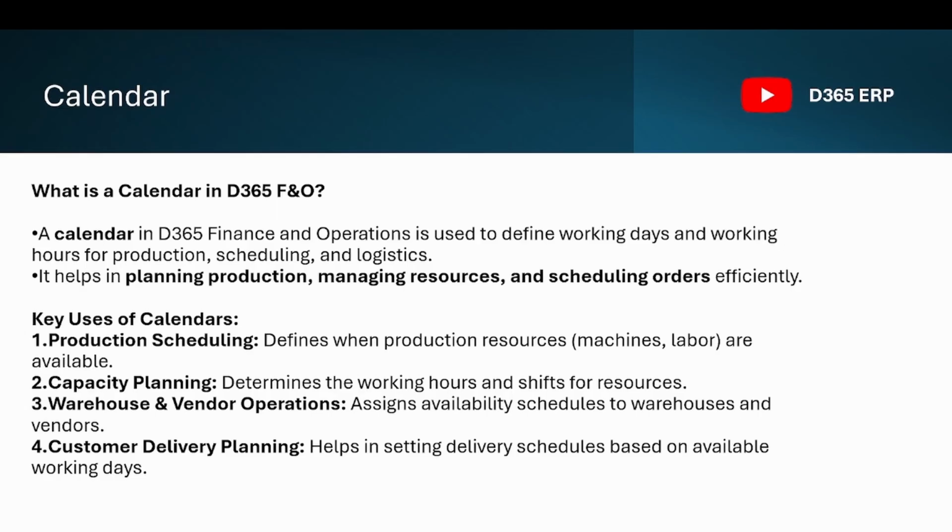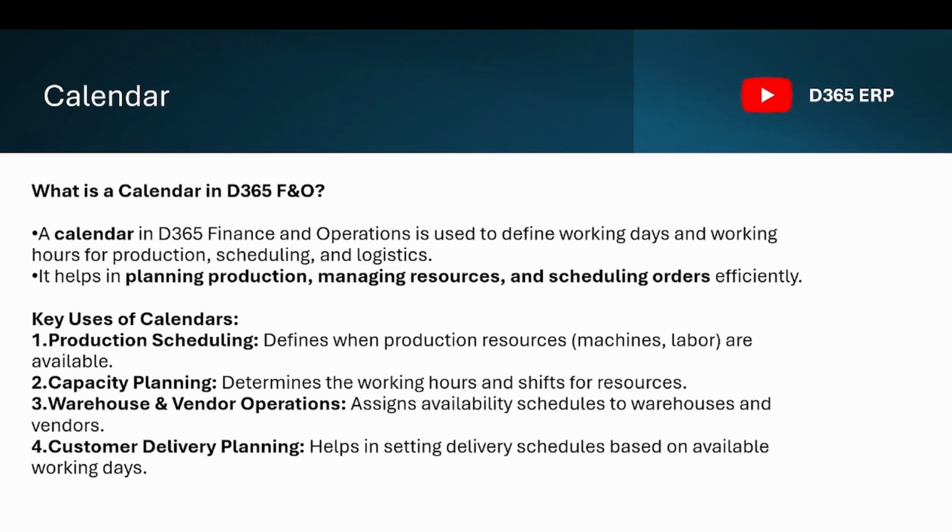The major production scheduling happens based on the calendar which we have created, and the working days as created. Based on that, machine and labor scheduling happens. Next, capacity planning determines the working hours and shifts for resources. Third, for warehouse and vendor operations, we can also use the same calendar because it's a global calendar. Fourth is customer delivery planning. When we create a production order, based on the calendar assigned to the resources used in the production cycle, we calculate the working days. So the calendar plays an important role in the production process.